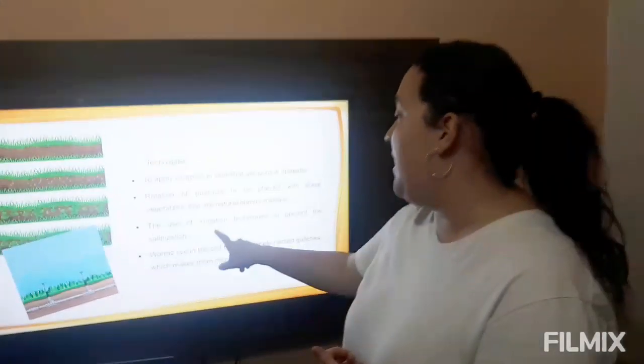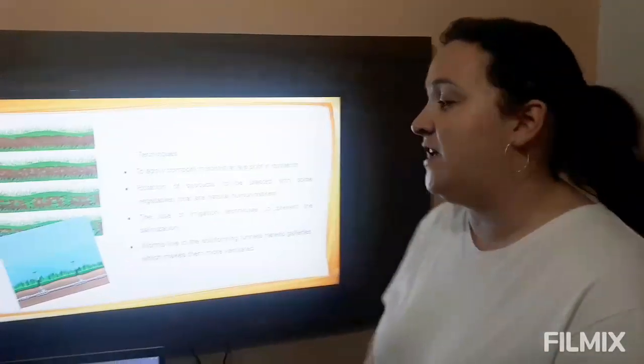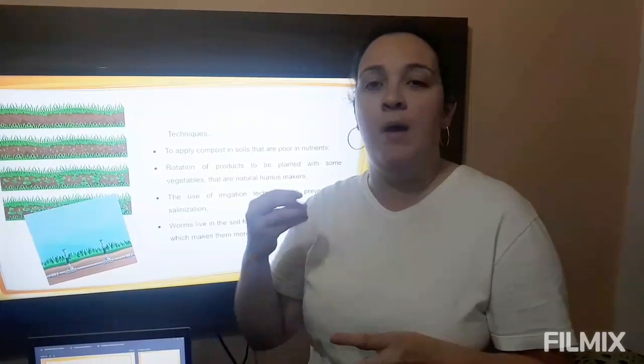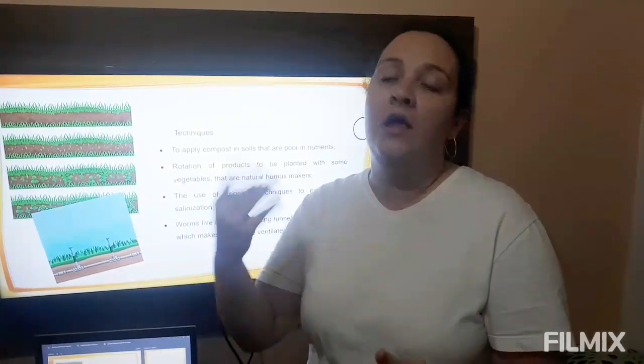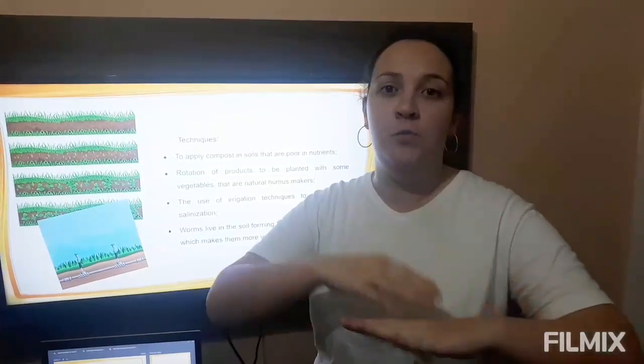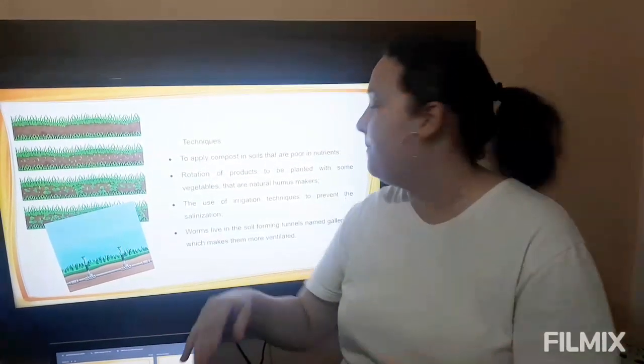The use of irrigation techniques to prevent salinization. What is salinization? It is when you have a lot of minerals in the dirt. If you have a lot of minerals, you need to take them out because a lot of minerals is not good for the soil and is not good for plantation either. So you need to balance everything in order to make it good for the plantation.